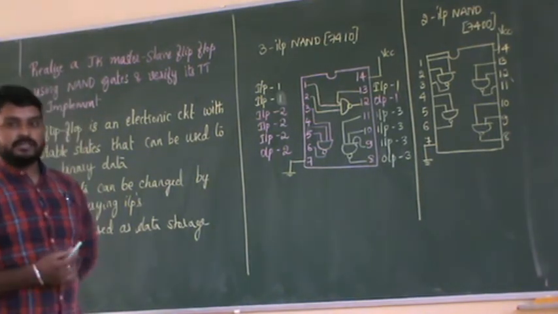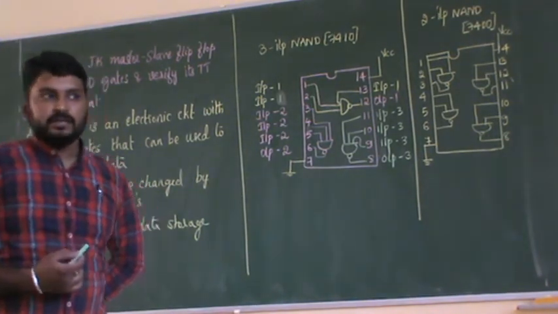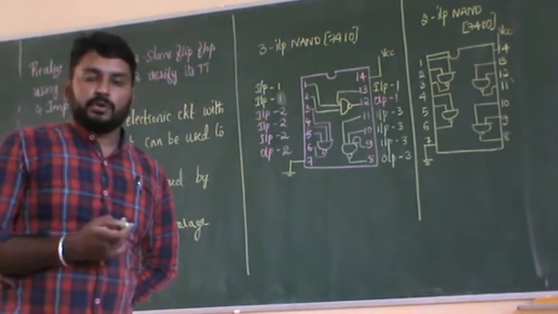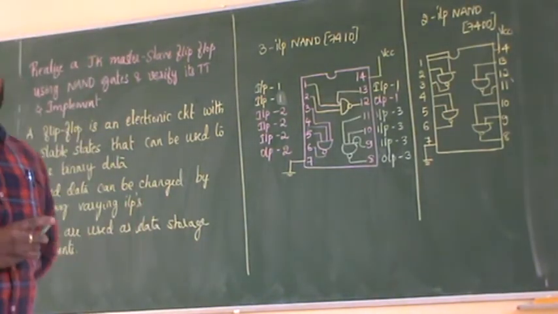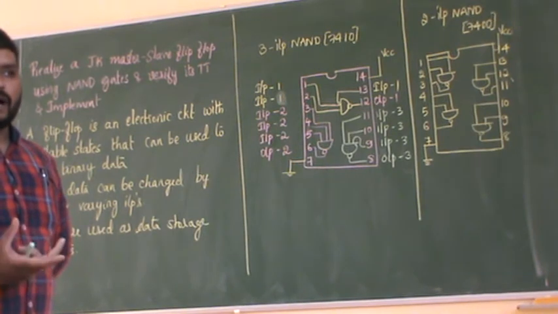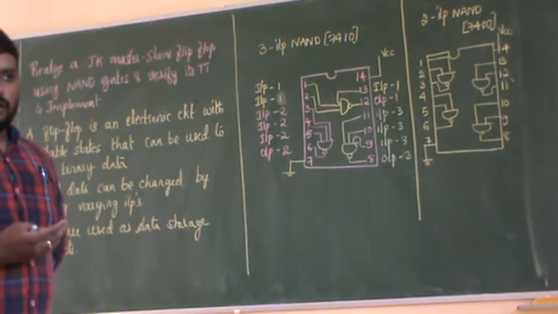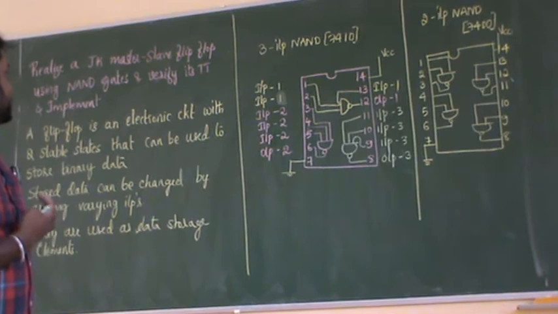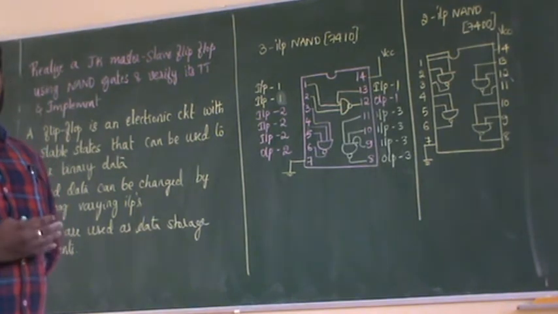So today I will be discussing the fifth experiment, that is about a flip-flop. Okay, how to design and how to implement the flip-flop. So how actually the circuit looks. We are discussing a master-slave JK flip-flop.